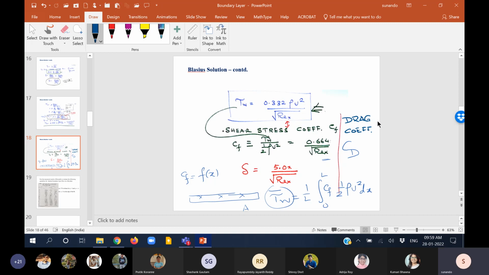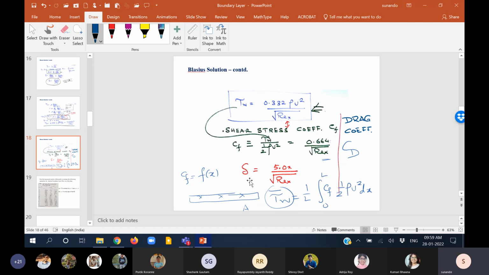Is the concept of shear stress coefficient and drag coefficient clear, one which is a function of x, the other which is not a function of x, and the expression for the delta? Are these concepts clear? Do you have any conceptual question?